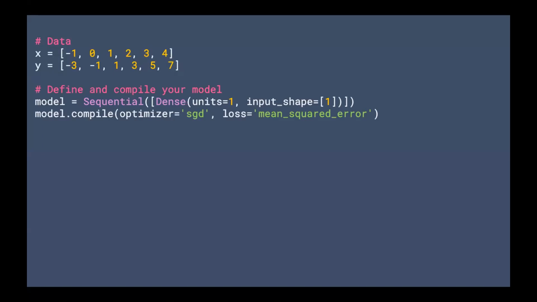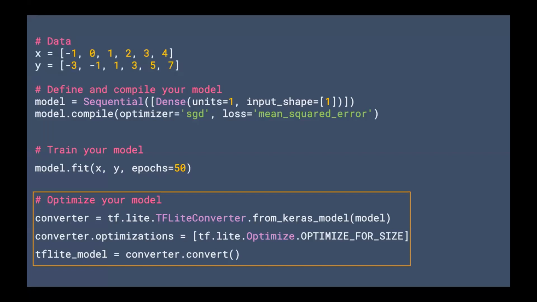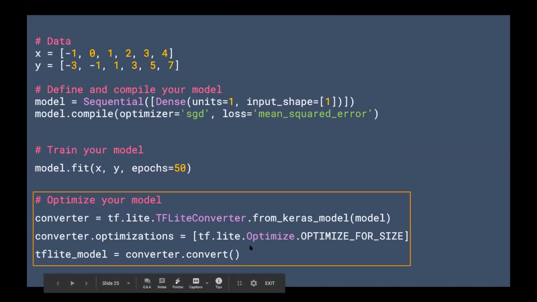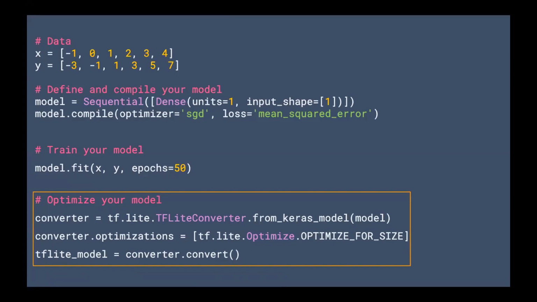Here's how you would define your model. It's a very humble model, nothing very fancy here. Here's how you would train it, all very simple. And here are all the lines of code that are needed to optimize it. So 3 lines of code. I'll talk about these things later in the talk, but the main thing that you need to care about is this optimization option, tf.lite.Optimize.OPTIMIZE_FOR_SIZE, and that's about it.